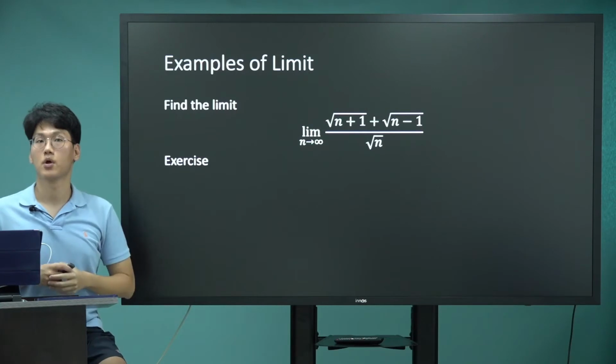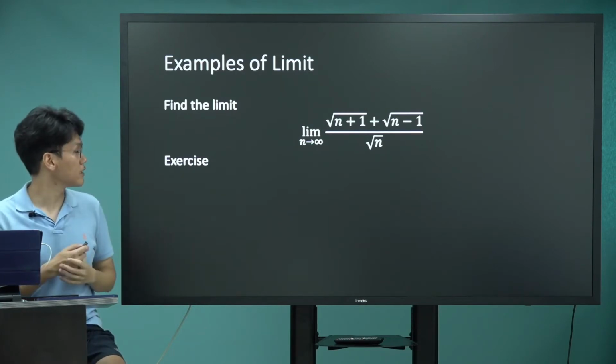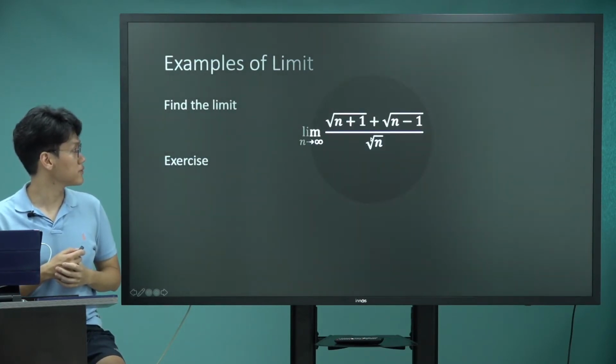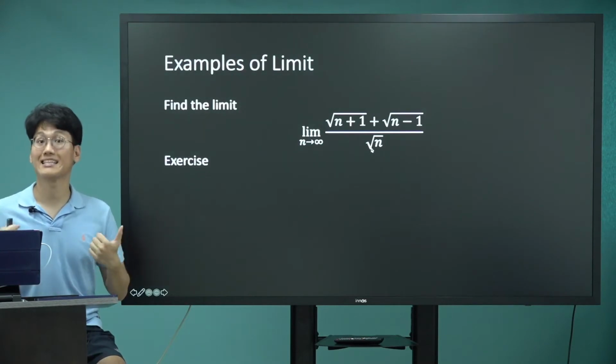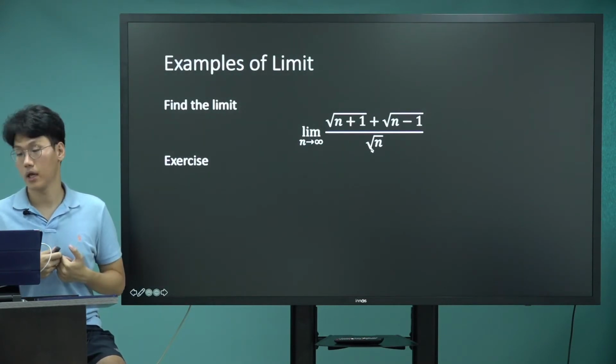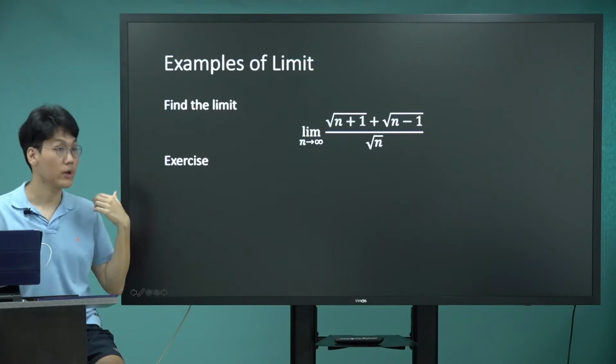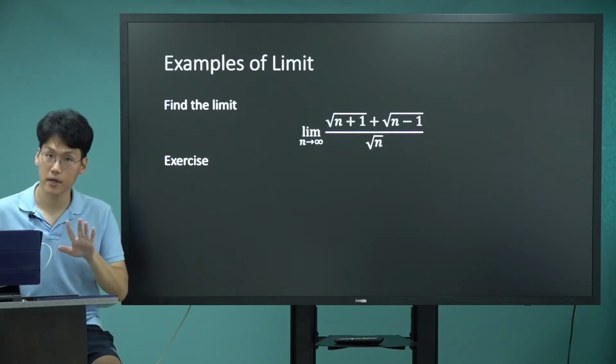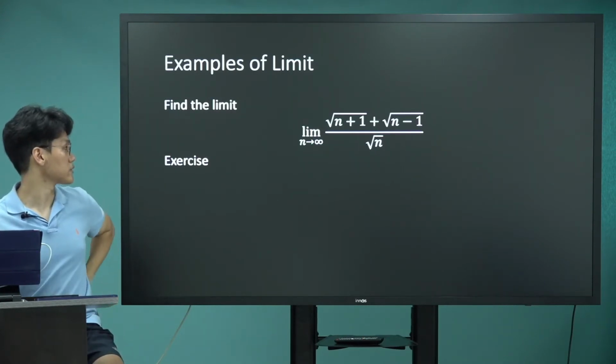But this is a quotient form also. And if I say n goes to infinity, the top is going to be infinite, and the bottom is also infinity. Hence, we have an indeterminate form. But then, what do I need to multiply? How do I simplify? That will be left as an exercise.